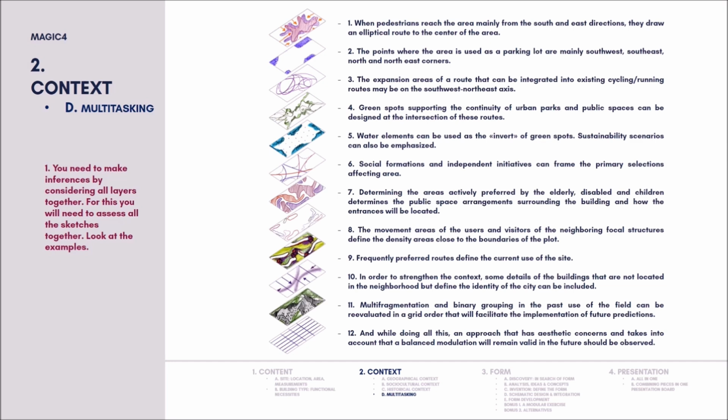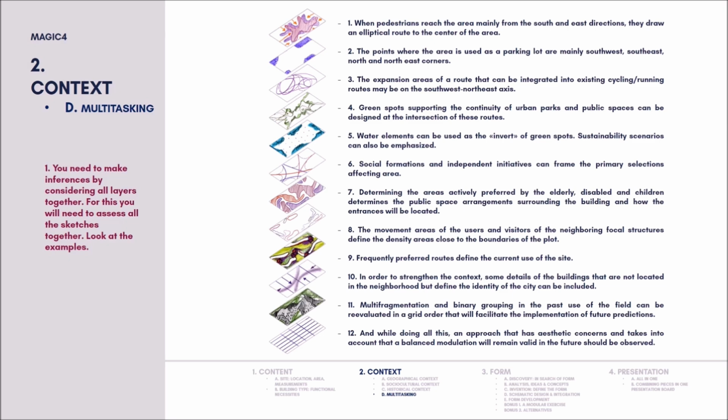The points where the area is used as a parking lot are mainly southwest, southeast, north and northeast corners. 3. The expansion areas of a route that can be integrated into existing cycling/running routes may be on the southwest-northeast axis. 4. Green spots supporting the continuity of urban parks and public spaces can be designed at the intersection of these routes.